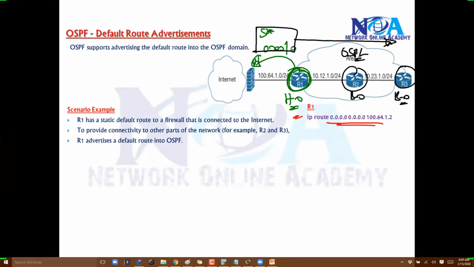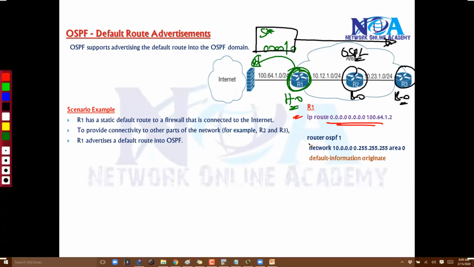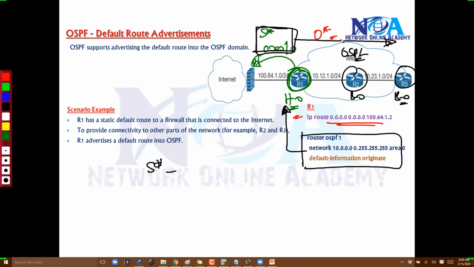The same thing works. Now to do this, we need to configure a command called default-information originate. This command only comes on the head office. What I'm saying is, whatever default route we have, this default route should be advertised as an OSPF default route. Of course, the output will be different as an OSPF default route, and this should be advertised to each and every router inside the OSPF domain.